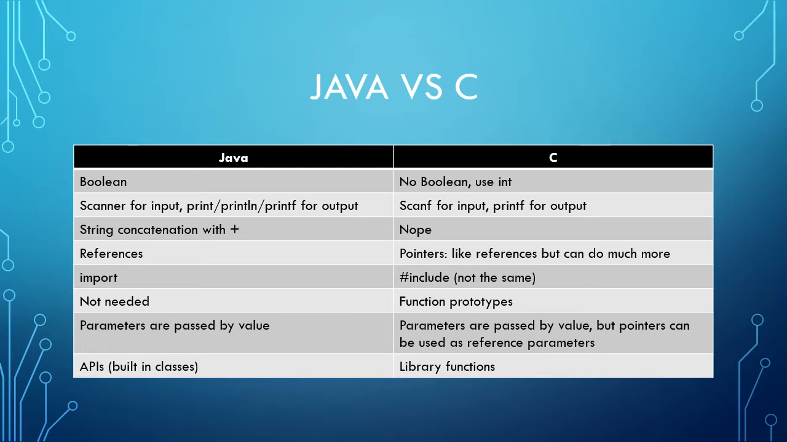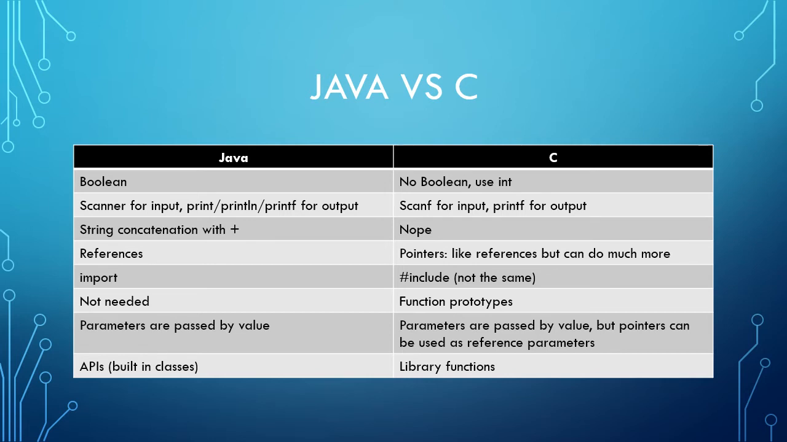In Java, we use import when we want to abbreviate the name of a class from another package. In C, we don't have import. We have #include. It's not the same as import, but it kind of gives you the same feeling before you know what it's for.